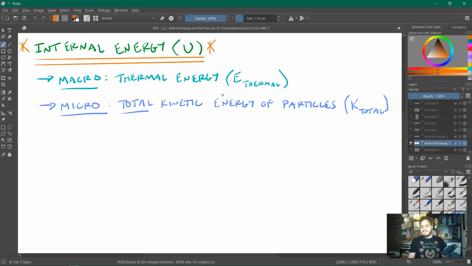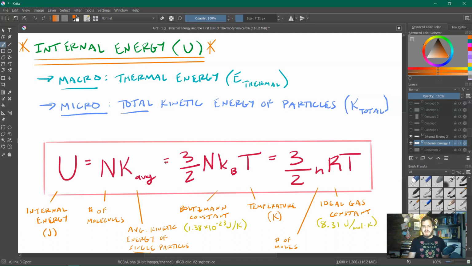Now there are many different ways, as we just saw, to calculate this. We've got many different relations. So the internal energy is equal to the number of molecules times the average kinetic energy of a single particle, which is the same thing as 3/2 N times Boltzmann's constant times the temperature. And lastly, this is also equal to 3/2 times the number of moles times the ideal gas constant times temperature.